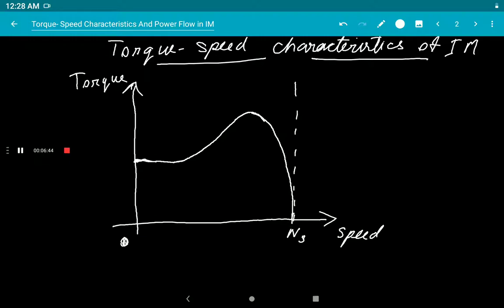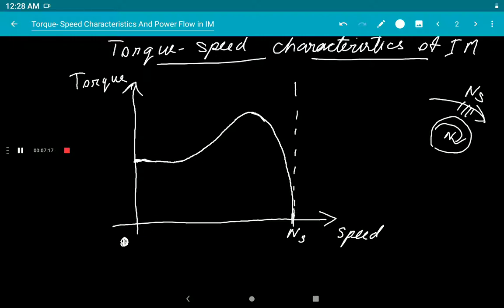We know that at synchronous speed, what happens? The torque becomes zero. Why? When the rotor and the magnetic field are synchronized, that means the speed of the motor N and NS become the same, then there is no rate of change of flux. If there is no rate of change of flux, there is no induced EMF and the motor will stop. So at synchronous speed, torque becomes zero.